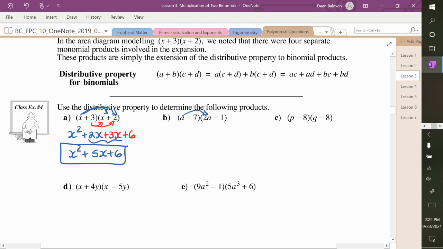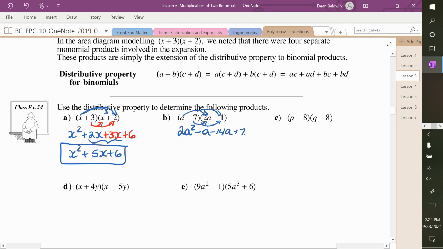A times 2a, what's that? 2a squared. A times negative 1. Negative a. Negative 7 times 2a. Negative what, sorry? Negative 14a. Negative 7 times negative 1 is positive 7. Watch your signs, please.